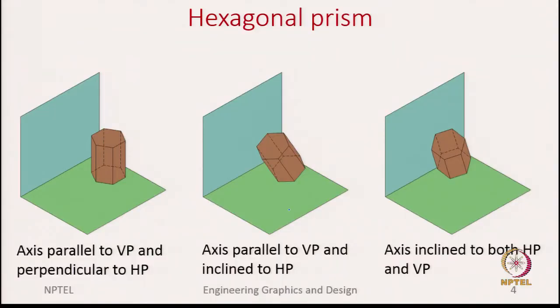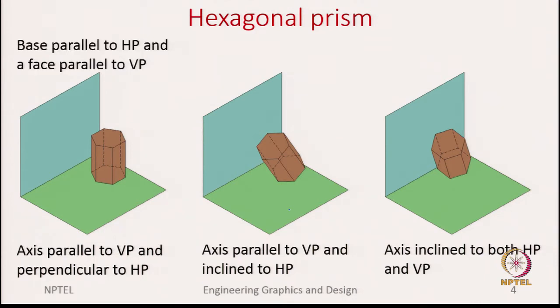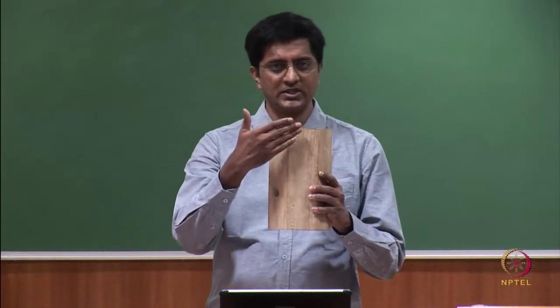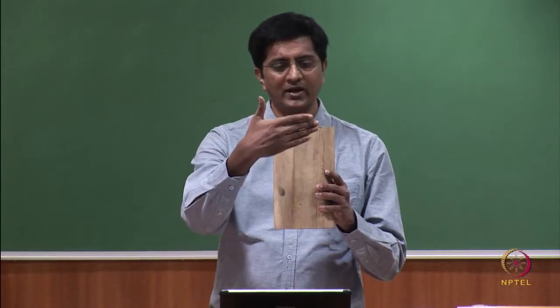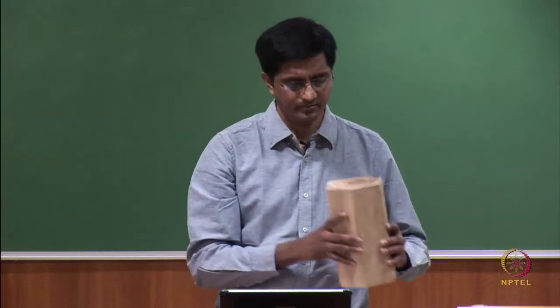So, we will come back to the prism in the next slide, but we said instead of the axis we can also define this prism using other features like the base, face or the edges. Now, let us look at it. So, the first simple orientation we say can be defined with the base, saying that the base is parallel to the horizontal plane and the face is parallel to the vertical plane. What he meant by is one of the face, let us say this face is parallel with the vertical plane.